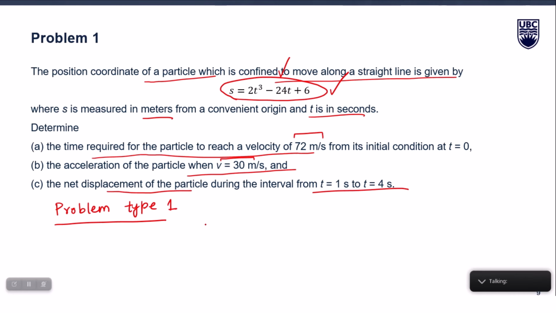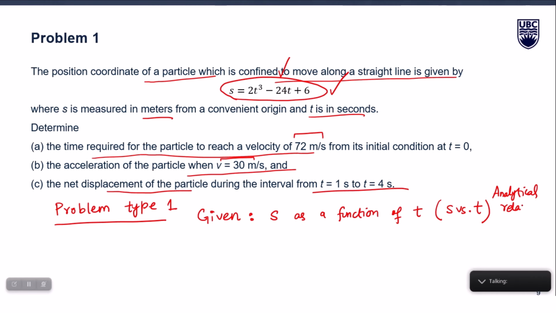So clearly state, let's see what is given. For given, we are having S as a function of time, right? So the S versus T relationship is given analytically, not graphically, but the equation is available. So S is a function of time, it is an analytical relationship which is actually a third degree polynomial in time.